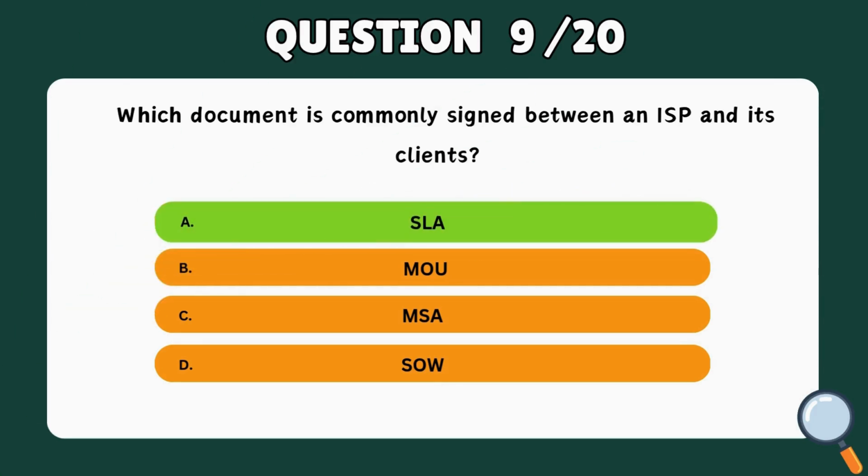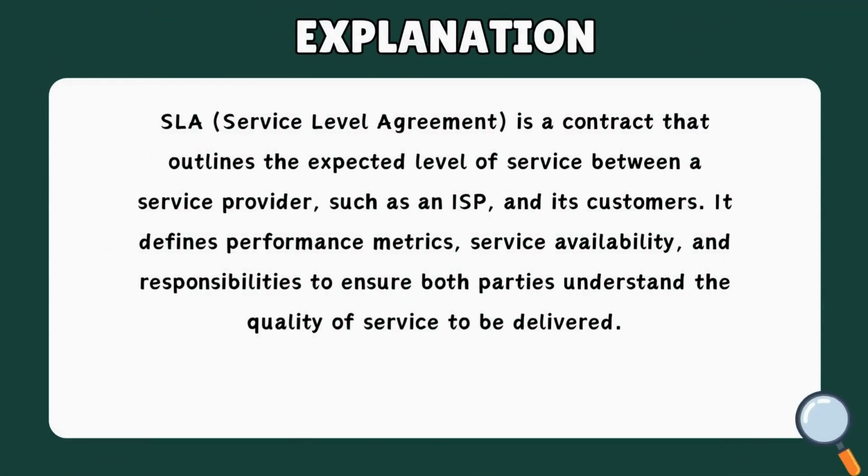Correct answer: A. SLA. Service Level Agreement is a contract that outlines the expected level of service between a service provider, such as an ISP, and its customers. It defines performance metrics, service availability, and responsibilities to ensure both parties understand the quality of service to be delivered.